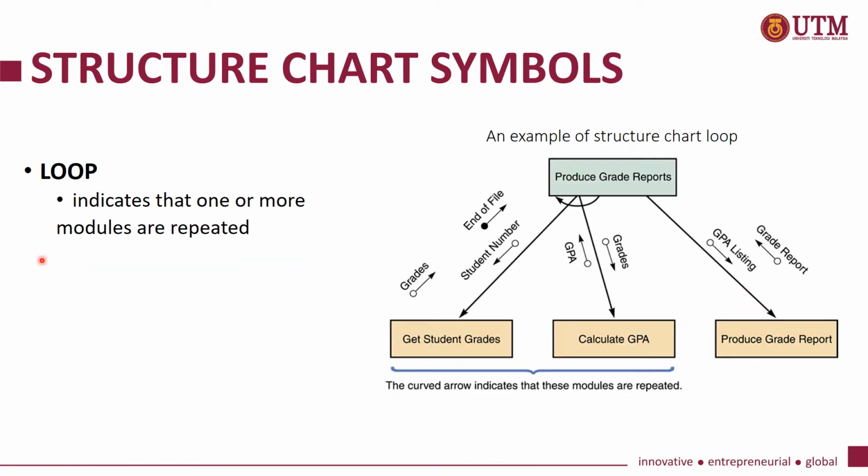Okay, next is loop. A loop is represented by a curved arrow, like here. So in a structured chart, a loop indicates that one or more modules are repeated. If you refer to the example shown in this figure, you can see that the get student grades and calculate GPA modules here are repeated for each student.